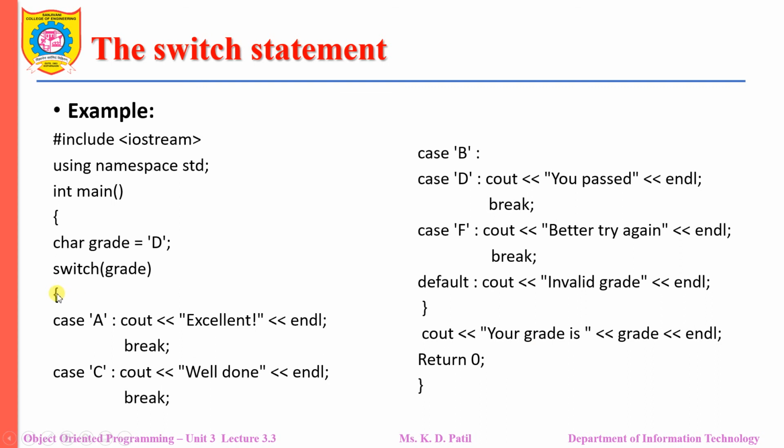The switch statement started here and it ended here. After I got the match, the statement you pass will be printed and the switch case will break here, and after that the control will move towards cout your grade is D. The control will come to this statement and it will be printed on the screen. So a total of two statements will be printed on the screen, that is, you pass and your grade is D, and after that your program will terminate.